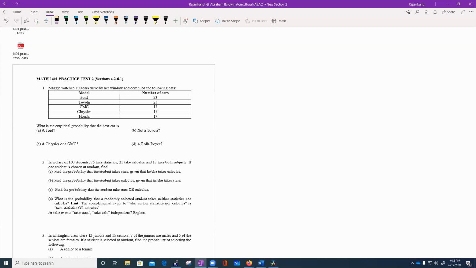So we are given one contingency table, with the different makes of car models. The corresponding frequency values are given here. Now there are 100 in total. So if you find the total, it should be 100.